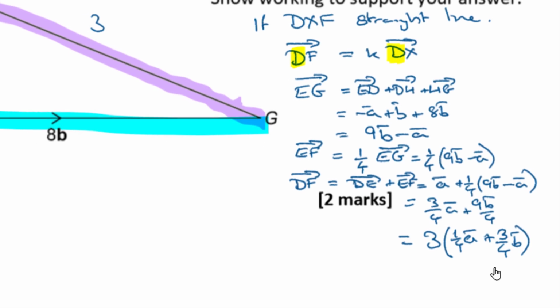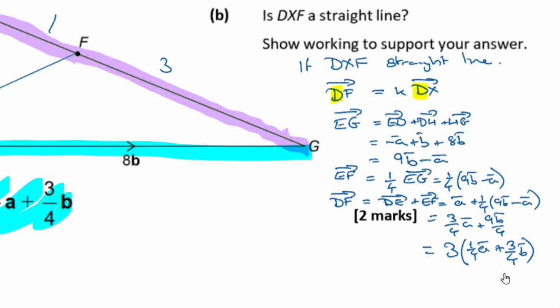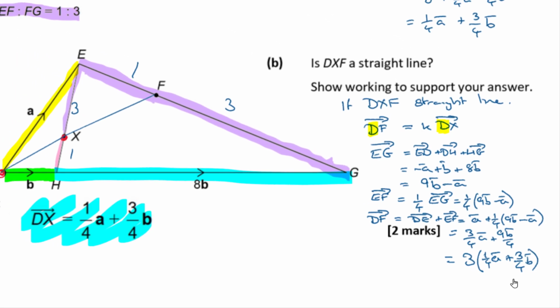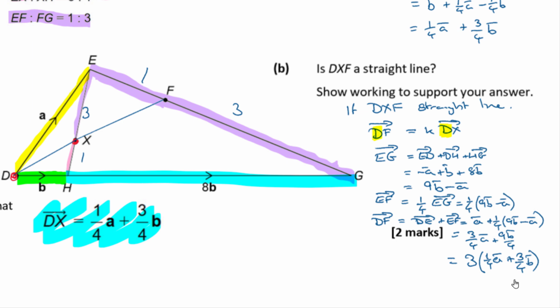Now you might wonder why I just factored 3 out and not 3/4, because a 4 could come out as well. But I'm using the fact that 1/4 A plus 3/4 of B, if you remember, is my vector DX, isn't it? So I can then say that DF is 3 lots of the vector DX, which is what I wanted to show, wasn't it? If you remember right back at the beginning, I said that I wanted to show that DF was equal to some multiple of DX, which is what I've done. So therefore DXF is a straight line.